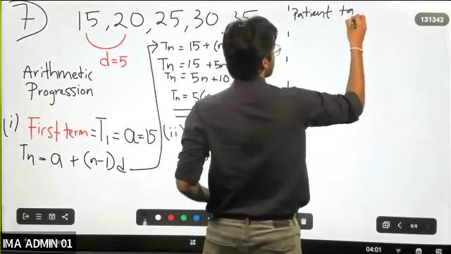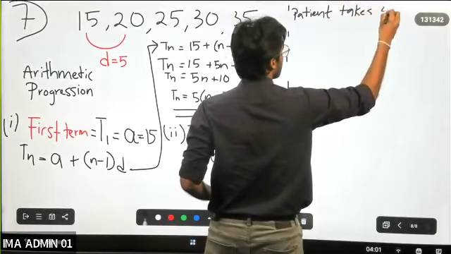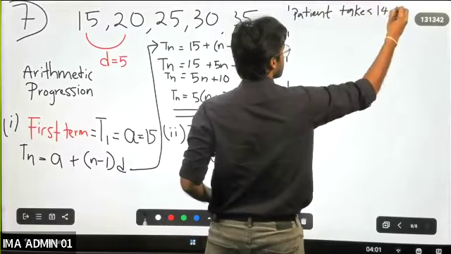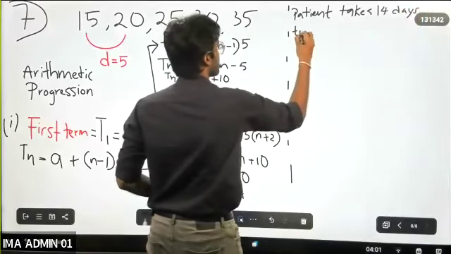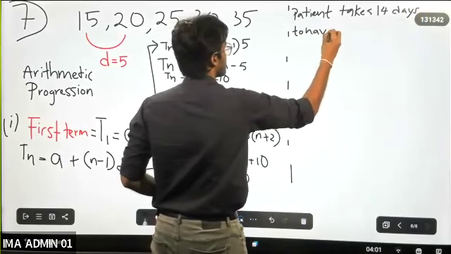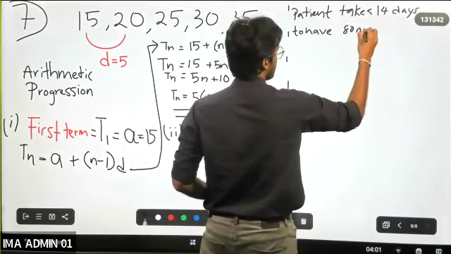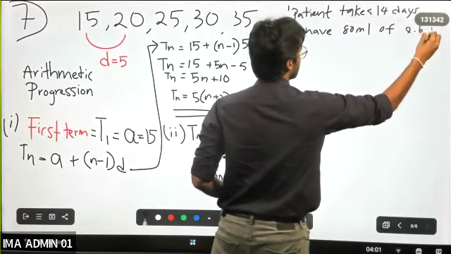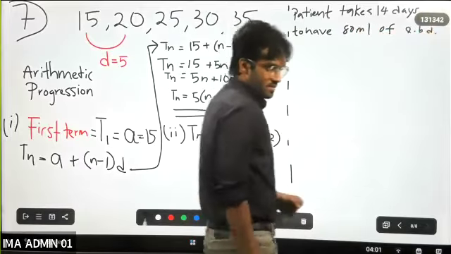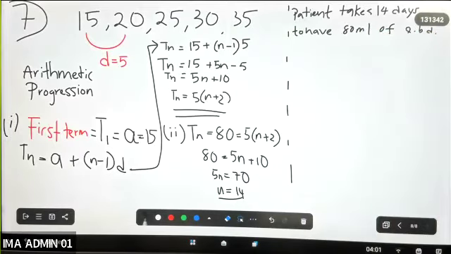Patient takes 14 days to have 80 milliliters of energy boosting drink. Right. Show that 2.5 liters of energy boosting drink is not enough for 30 days.